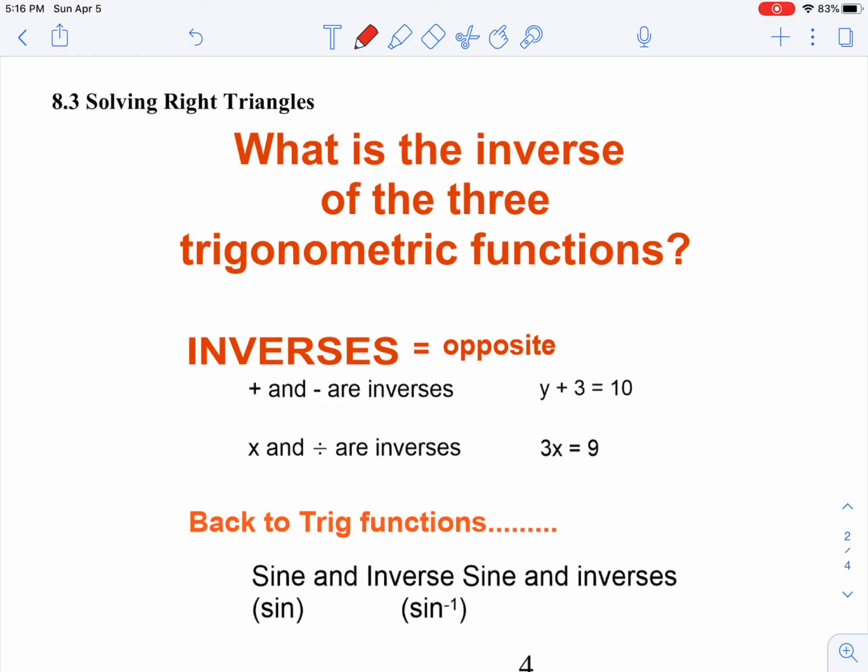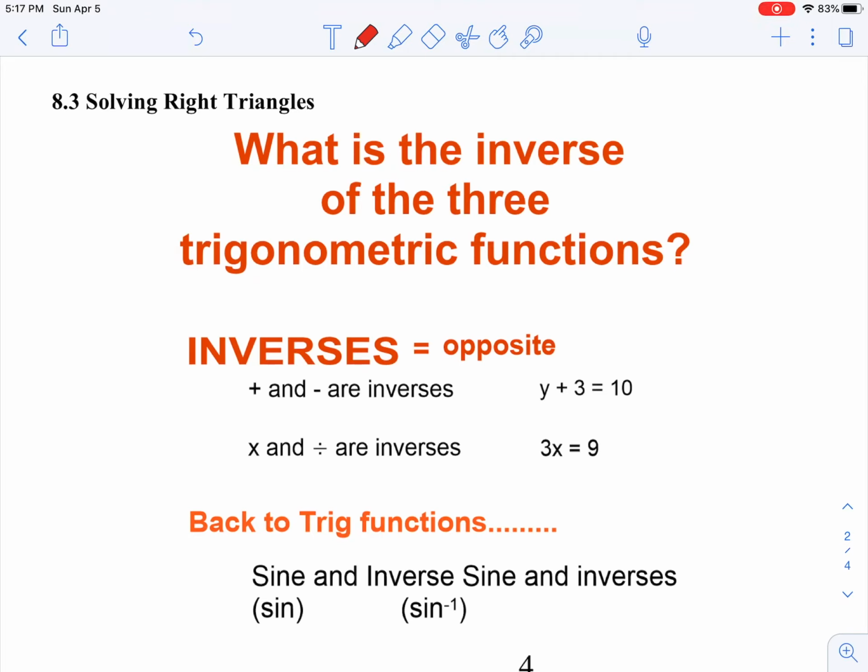For the next part of section 8.3, we're going to answer the question, what is the inverse of the three trigonometric functions? So recall that inverse means opposite. Here's a couple examples that you're already used to seeing. Addition and subtraction, and multiplication and division. Those are both inverses.